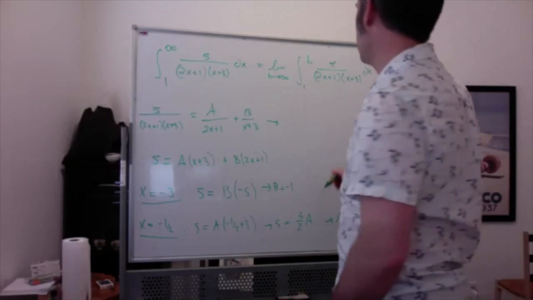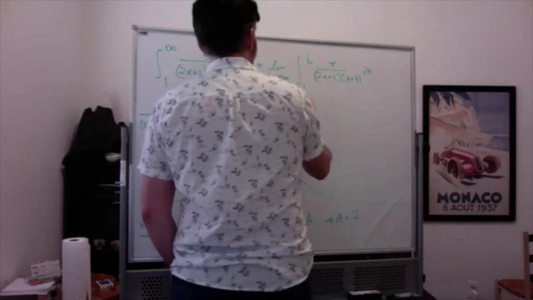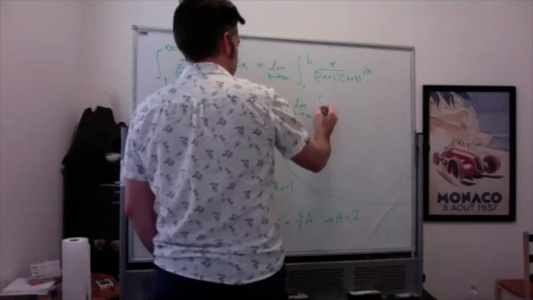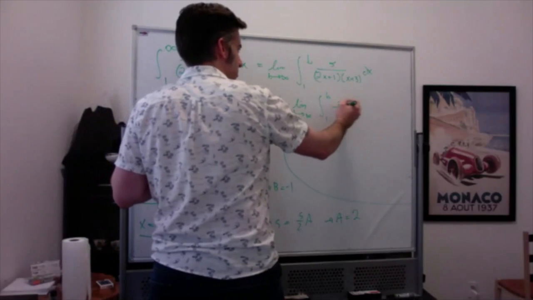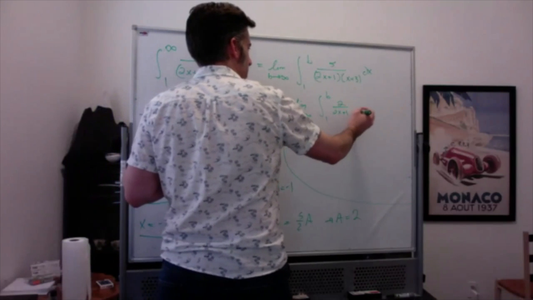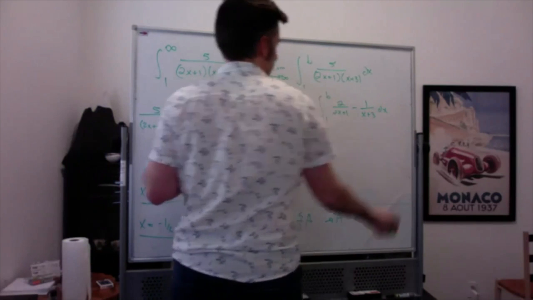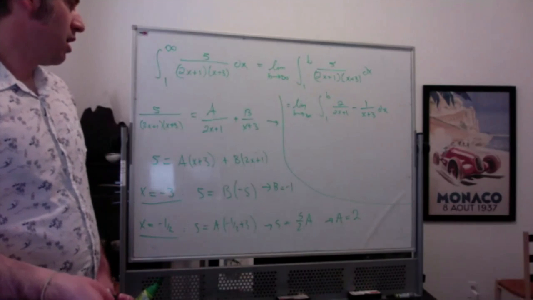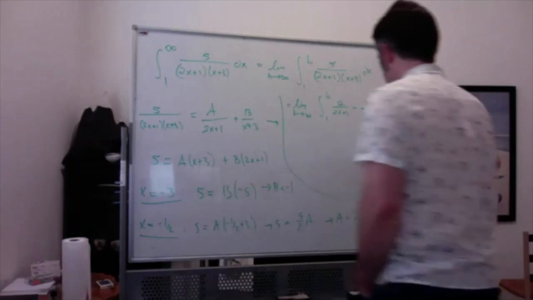Okay, so that means that we are trying to find the limit as b goes to infinity of the integral from 1 to b of 2 over 2x plus 1 minus 1 over x plus 3. Okay, that looks not so terrible at the moment. So let's integrate.